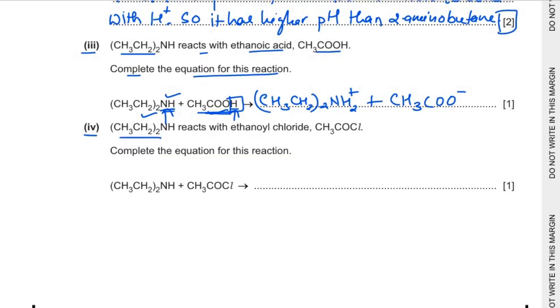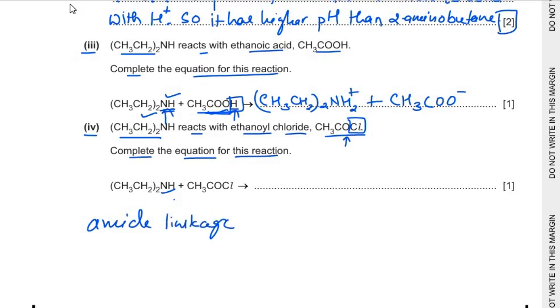Fourth part is now diethylamine reacts with the ethanoyl chloride. Here it's given, complete the equation for this reaction. Now with ethanoyl chloride, let's understand what happens is it acts just like an acid, but here there is no H plus to get accepted by the amine group. So now it's going to react with the amine part to form an amide linkage, just like in the polymers, that is the amide polymers which we call polyamide.